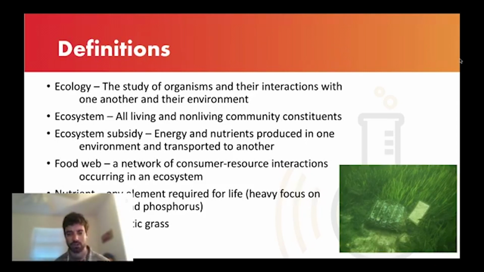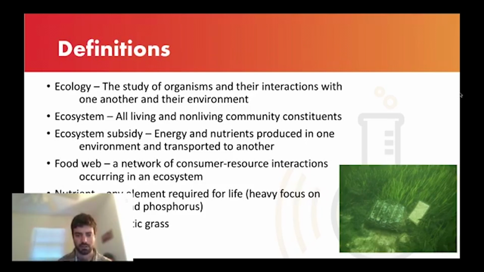An ecosystem subsidy are energy and nutrients that are produced in one environment and transported into another. And we'll go into some examples of this in a second, but these are just energy created in one ecosystem and then transported to another, either through animals being able to physically move, or could also be transported by physical processes such as the wind or gravity. Food webs are a network of consumer resource interactions occurring in an ecosystem.